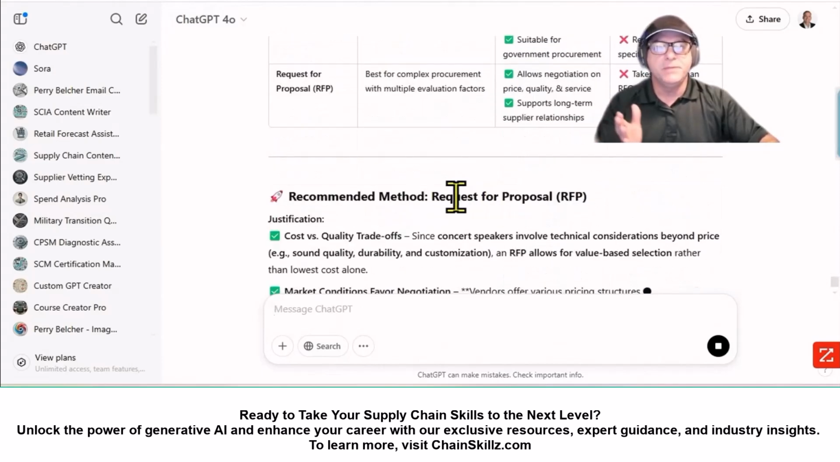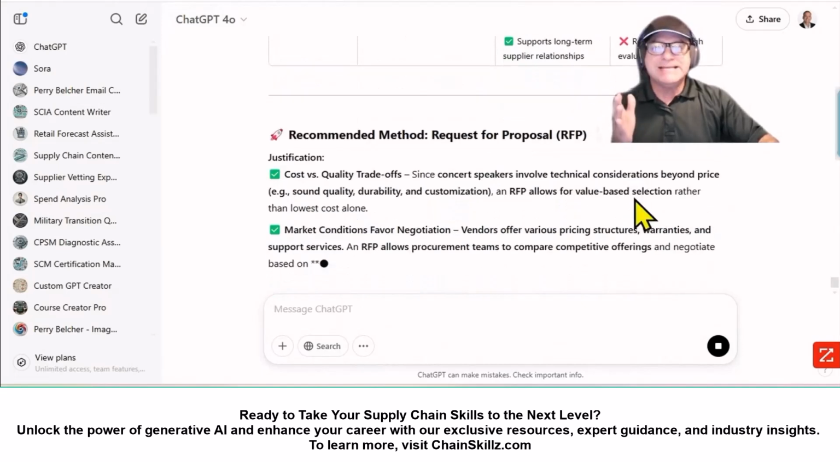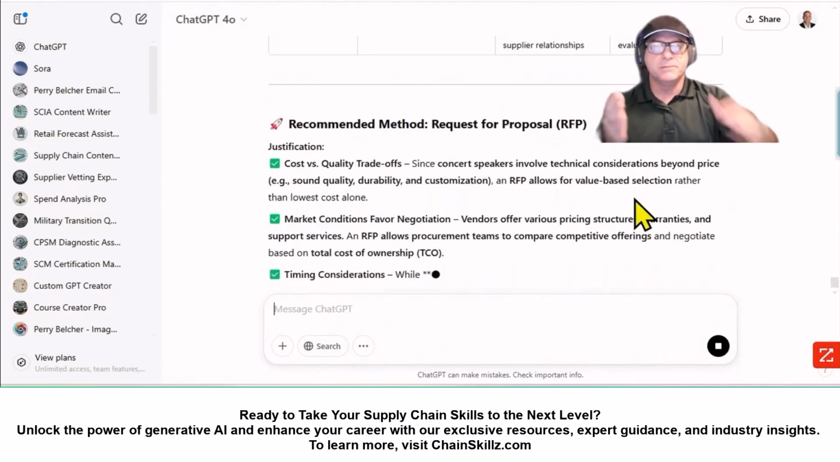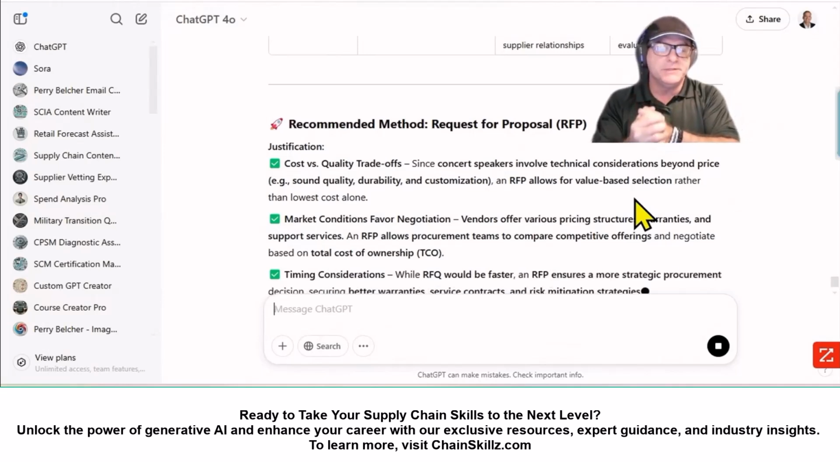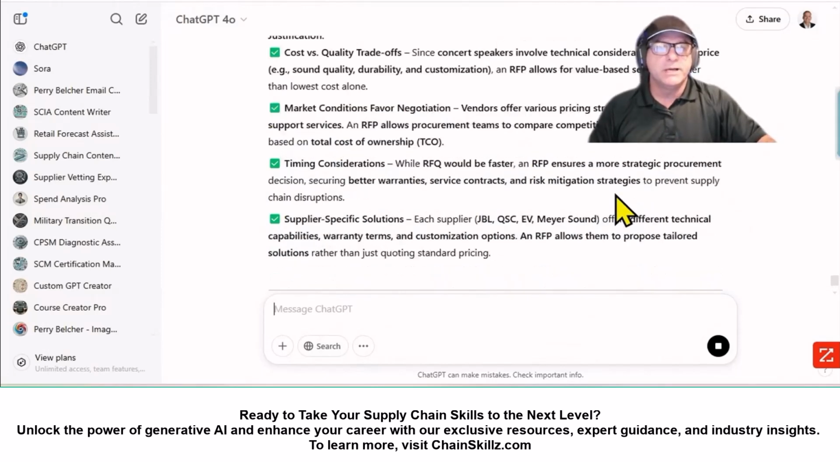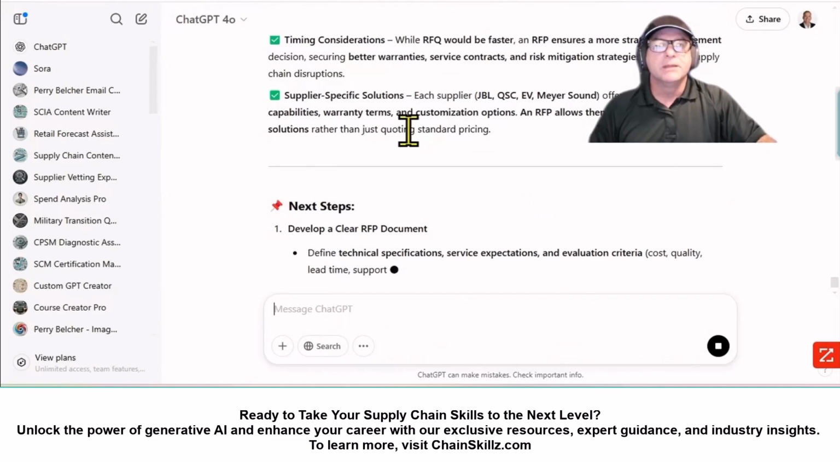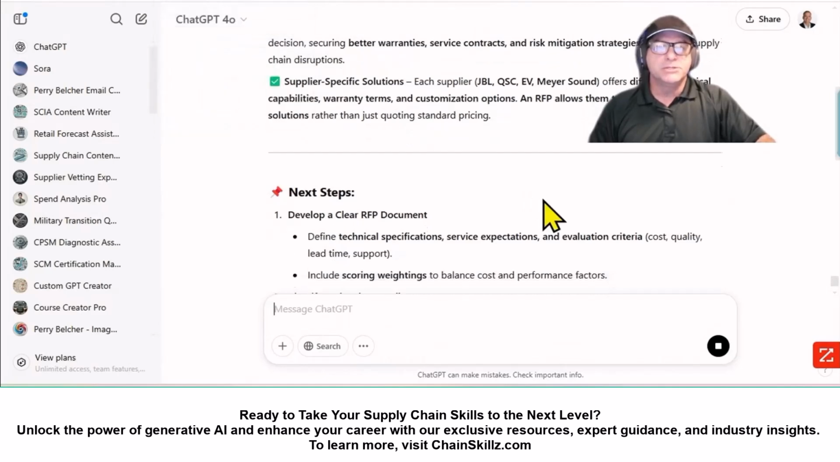Okay, saying an RFP is recommended makes sense. Some of us are based on a dollar amount. We have to do an RFP, right? If it's over 50,000, 25,000, we have to do an RFP. But this is telling us why we want to do that. Okay, but we want to be certain, right?